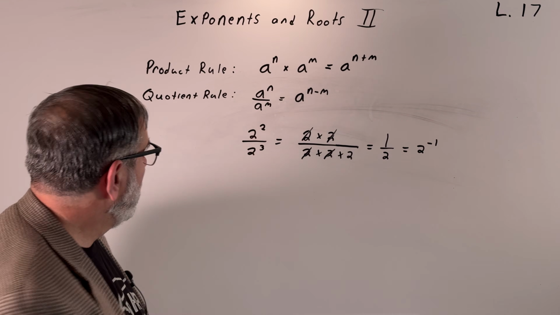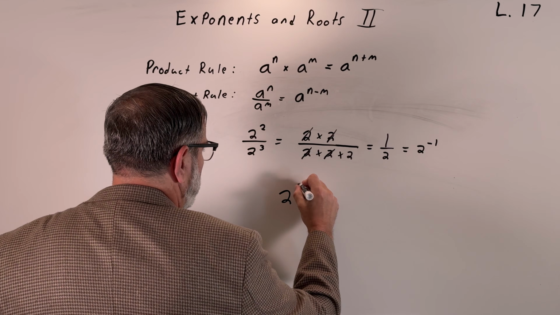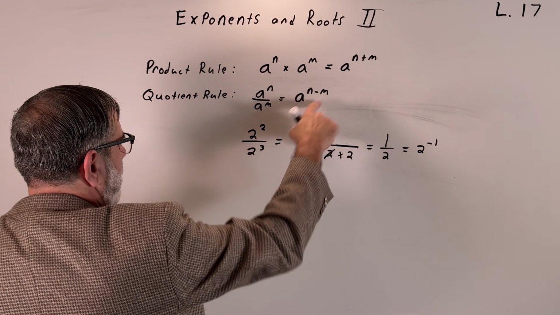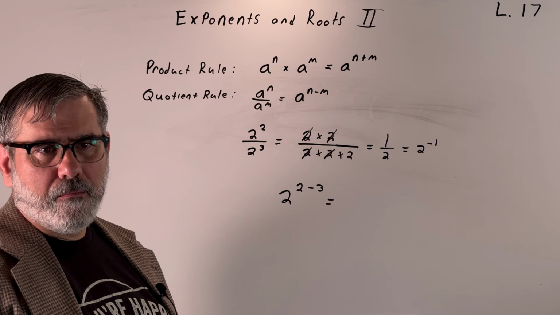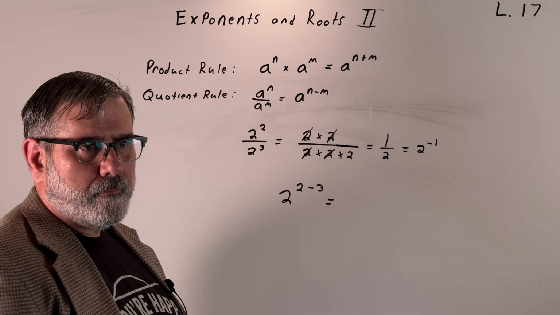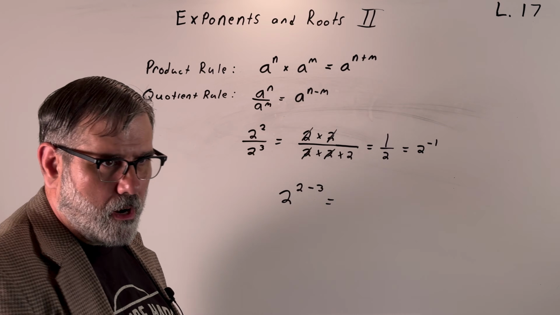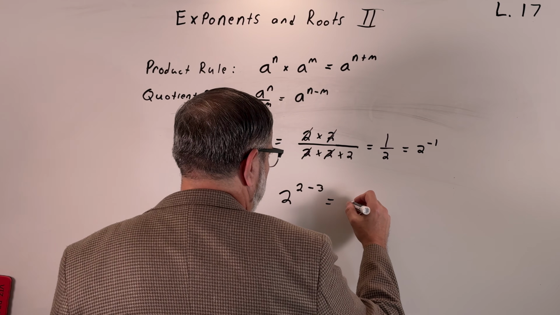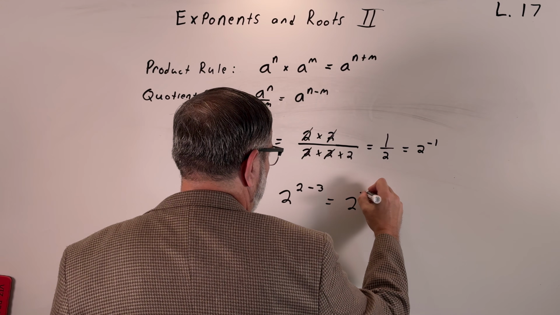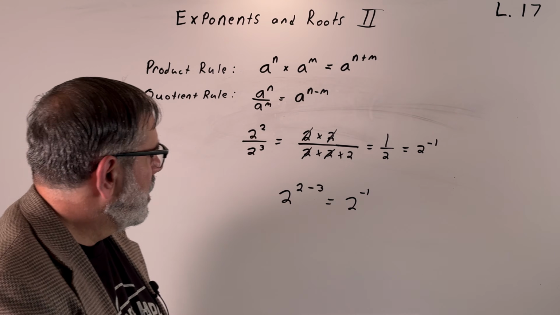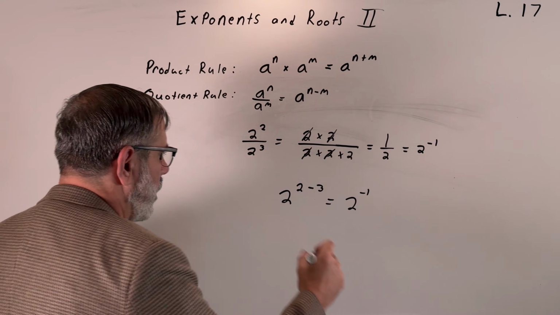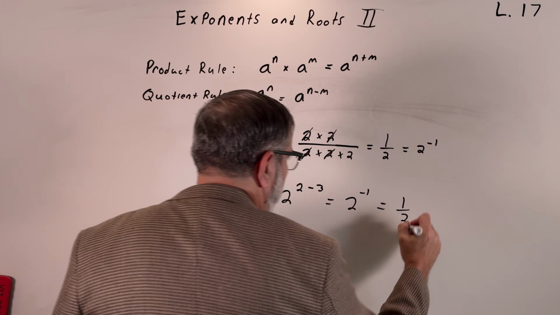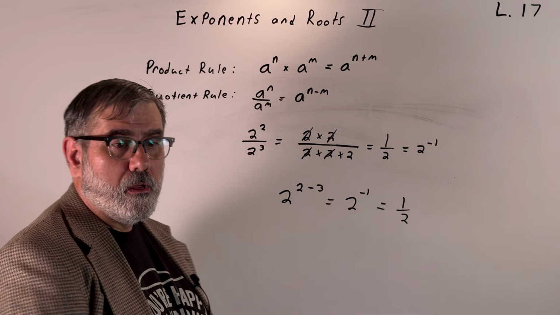So let's apply it to the problem that we just did to see that it works. n would be 2, so 2 to the 2 minus, and m would be 3. What is 2 minus 3? Minus 1. 2 minus 3 is minus 1. So 2 to the minus 1. And so by our definition, we're defining 2 to the minus 1 to be equal to 1 over 2. And we see that our system does seem to work.